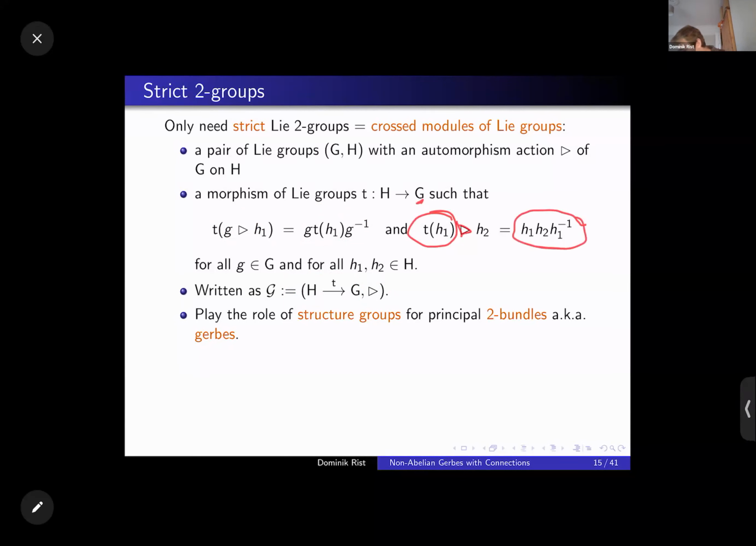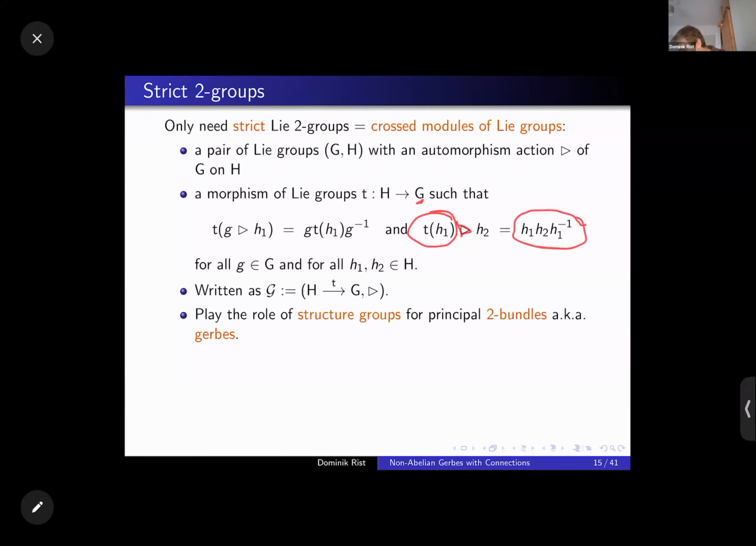Sure. All I'm trying to say is that this correspondence between crossed modules of groups and strict two groups is only given for the strict case, right? Because the weak contains more. The weak contains also the associator, the unitor, the inverse, and so on. It contains more information. But in the strict case, there's a one-to-one correspondence. Okay, and the abelian gerbe is precisely encoded by such a strict Lie two group. So this is the structure two group for an abelian gerbe.